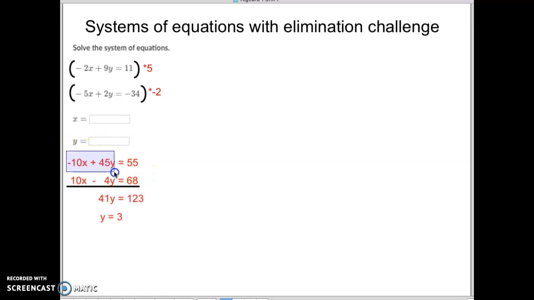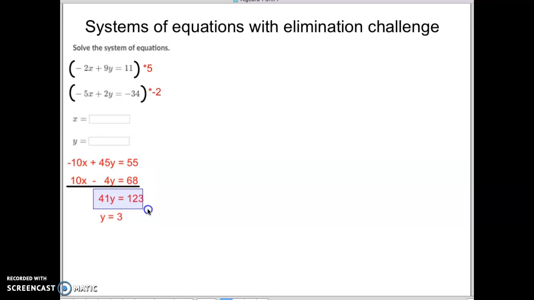I get negative 10x, positive 45y, positive 55, because I multiplied all three terms on the top by 5. And my bottom equation becomes positive 10x, negative 4y, and positive 68. Because I've been able to get my x's to cancel as I add them together, I just add these equations together. So 45y minus 4y is 41y, and 55 plus 68 is 123. Notice I'm adding these two equations together.